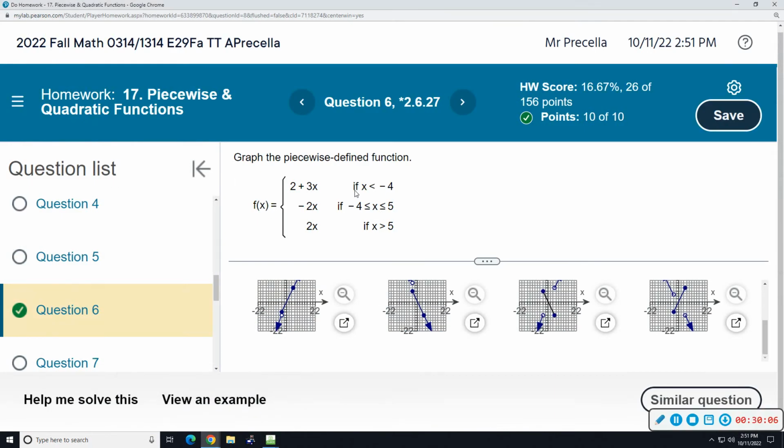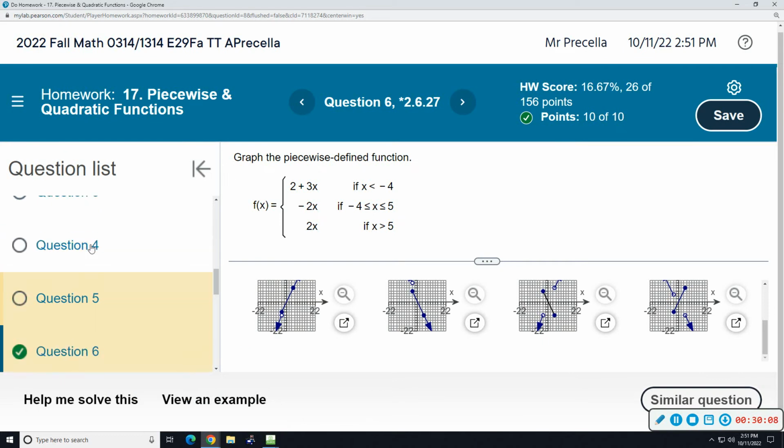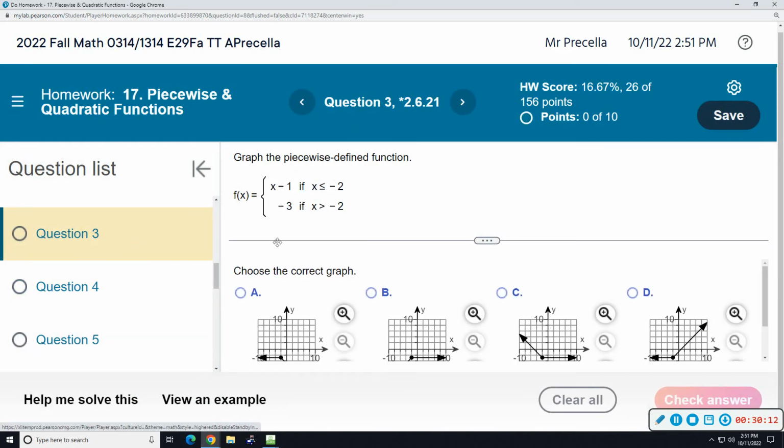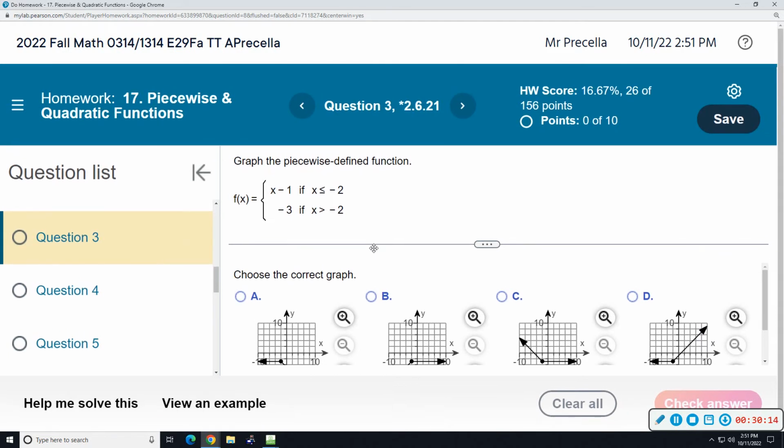That's the one that has 3 pieces. The rest of them have only 2 pieces. If you can do a 3-piece one, you can do a 2-piece one. It'll be a lot easier. So let me write down problem 3. Let me get another sheet of graph paper.